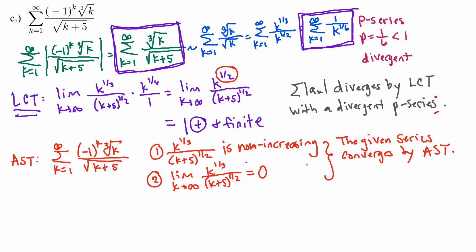So to answer the big question that was posed, is this conditionally convergent, absolutely convergent, or does it diverge? Well, the absolute value form of the series diverges while the alternating form converges. Therefore, this series is conditionally convergent.